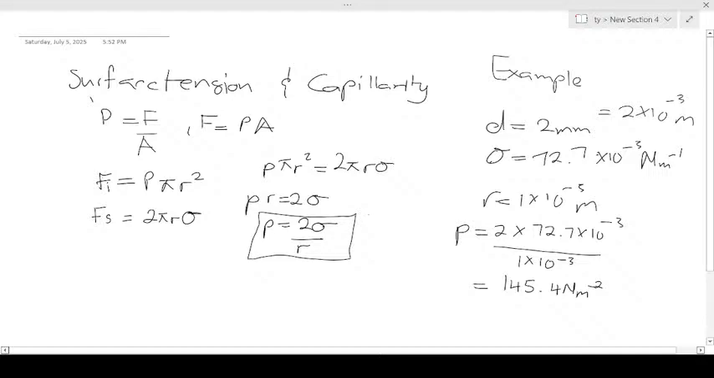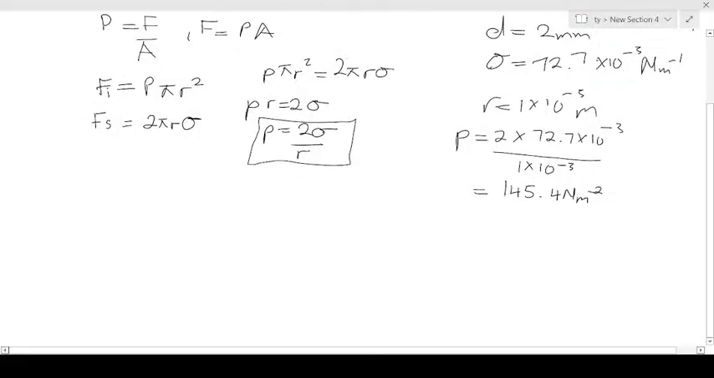Okay, so now let's go to capillarity. Capillarity also involves surface tension, and using this illustration, we have something like this.